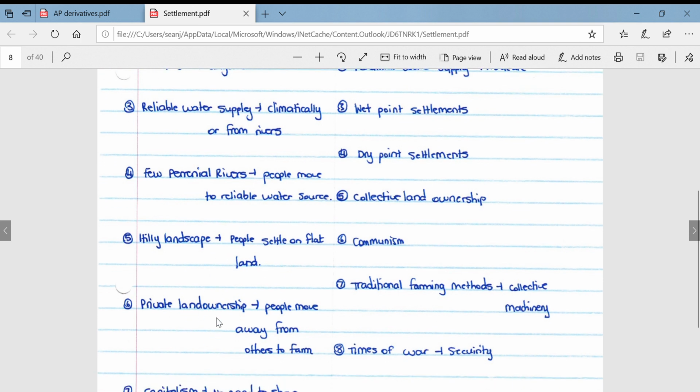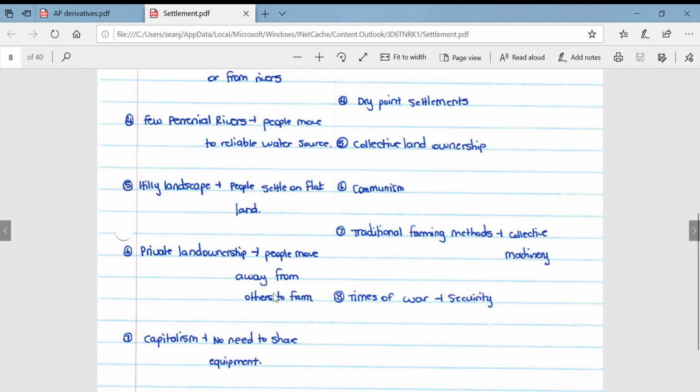Then we look at private land ownership. People move away from others in order to farm so that they don't have to only take portions of the profit. Then we look at capitalism, on the contrary, obviously, to communism. There's no need to share farming equipment. They have their own equipment.